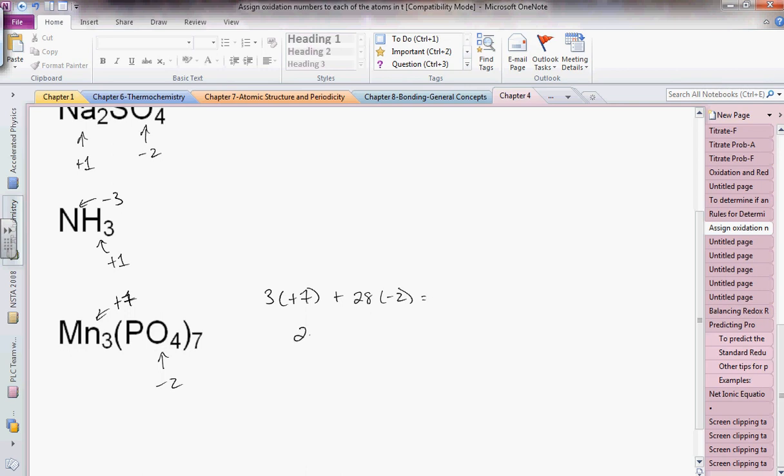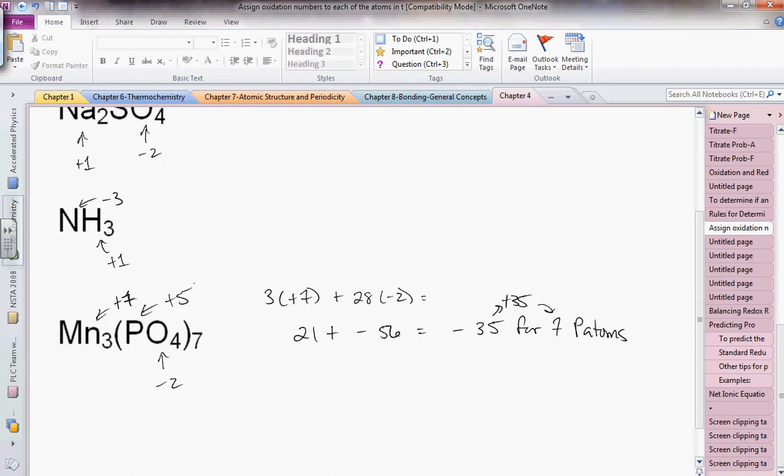So we have 21 plus negative, let's see, 56, sorry, which gives us -35, and then recall that we have 7 phosphates. We need it to be neutral, so these 7 phosphates have to be +35. So divide that 35 by 7. Each of these phosphates would have an oxidation state of +5.